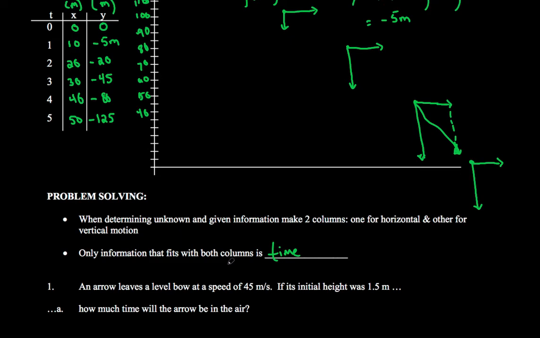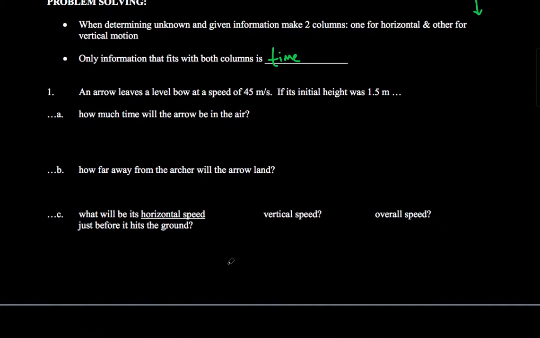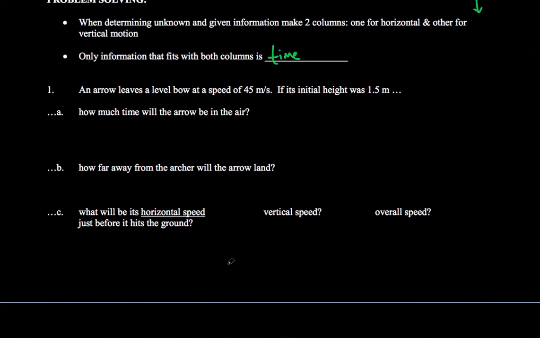So let's do another example down here, and then you're going to do the example on the back. So if we list what we have, we set up an XY chart. What's going on in the X, what's going on in the Y. So an arrow leaves a level bow at a speed of 45 meters per second. Now if it's a level bow, then this velocity, the 45 meters per second, is going to be my initial velocity, but it's all in the horizontal. Okay, the height is 1.5 meters. So my height, I'm going to write it as just h, but that's a vertical distance, is 1.5 meters.